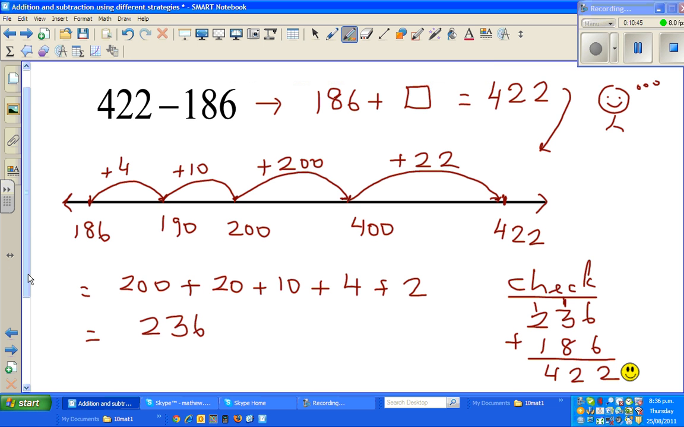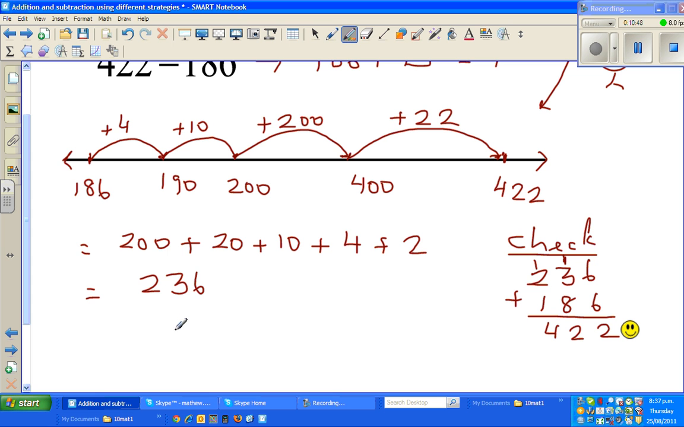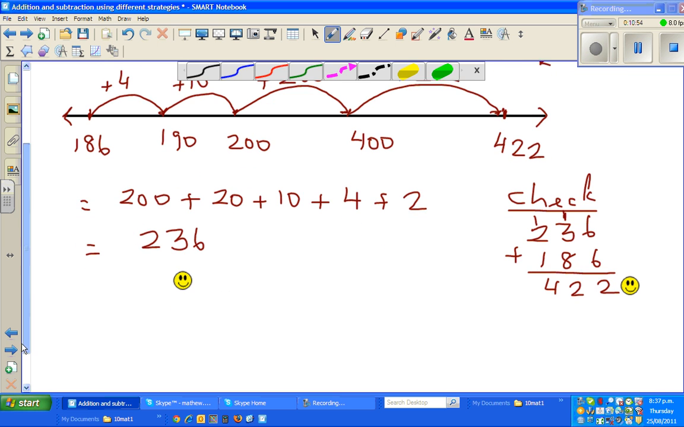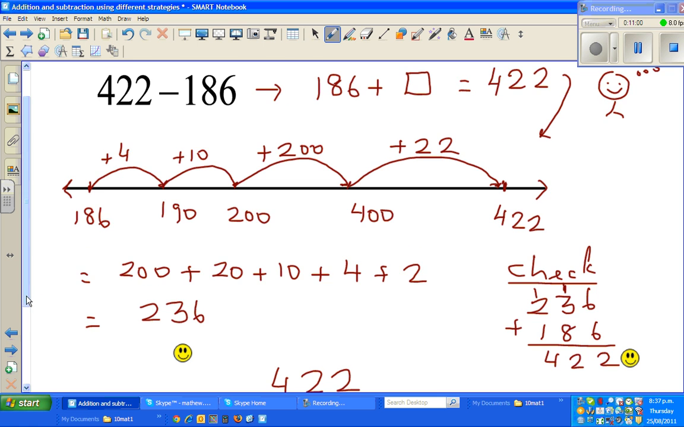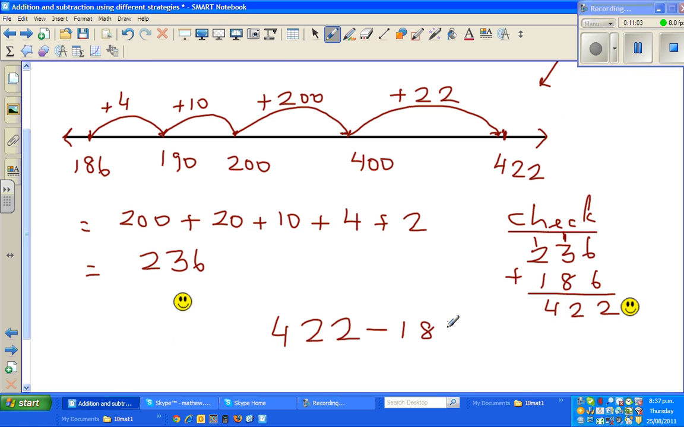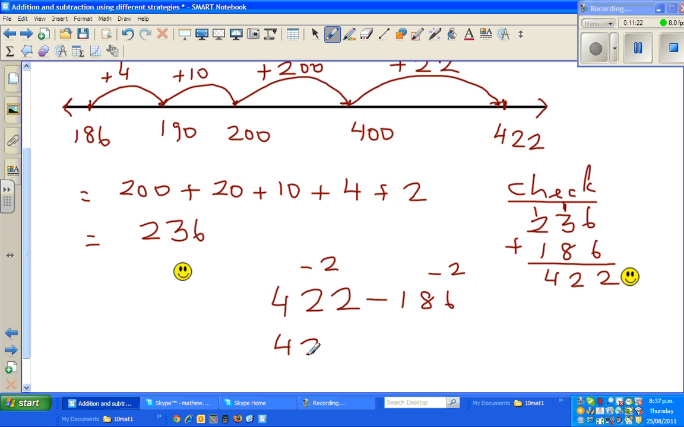Now, how can I do this in a different way? I'd say, this is 422 minus 186. If I want to make this a tidy number, what should I do? I want to make this 420. So let me take away 2 from this side, and you have to take away 2 from that side too. So what will happen now? This is 420 minus 184.